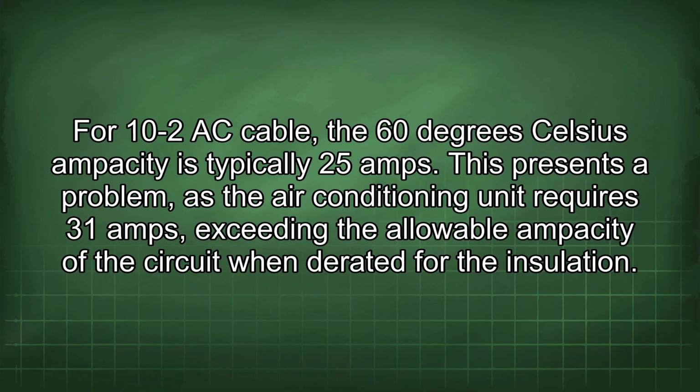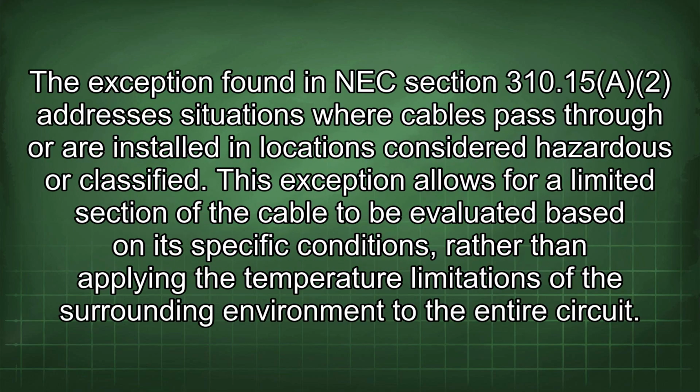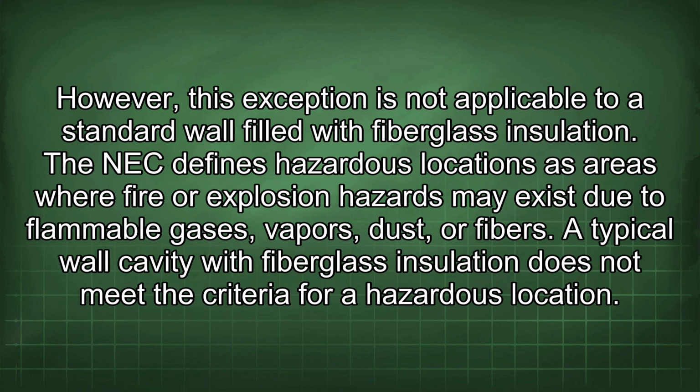The exception found in NEC Section 310.15 addresses situations where cables pass through or are installed in locations considered hazardous or classified. This exception allows for a limited section of the cable to be evaluated based on its specific conditions, rather than applying the temperature limitations of the surrounding environment to the entire circuit. However, this exception is not applicable to a standard wall filled with fiberglass insulation.